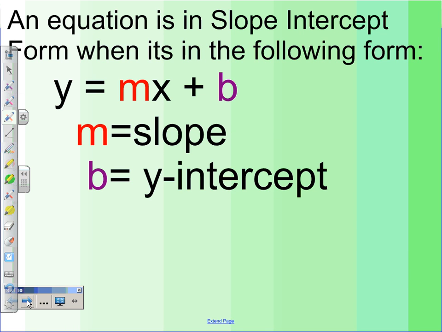And then this ever so familiar equation, I know you know it very well, y is equal to mx plus b, or slope-intercept. And if an equation is in slope-intercept form, then we have to know how to change it back to standard form. Both equations are used for different reasons, and you'll learn more about that later.